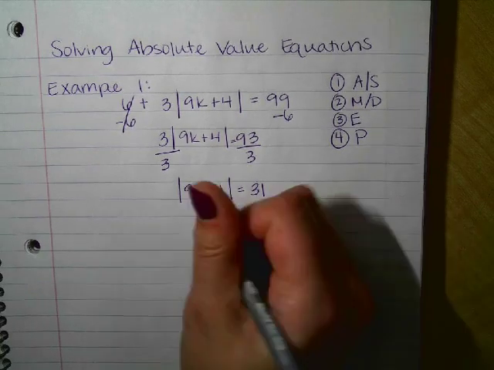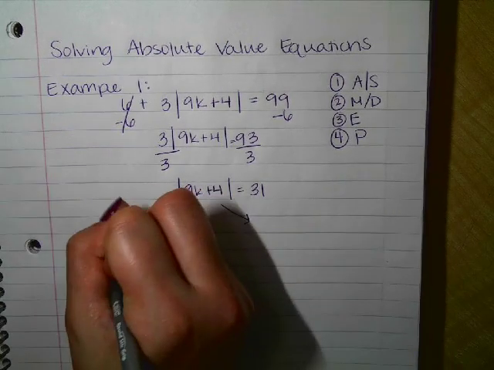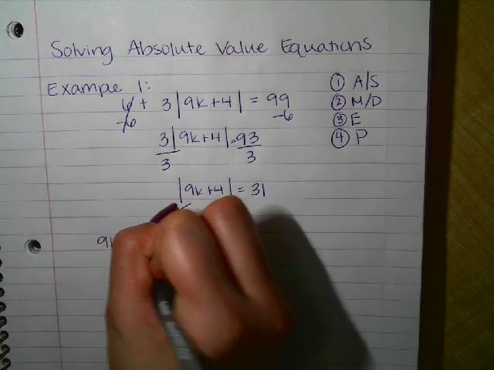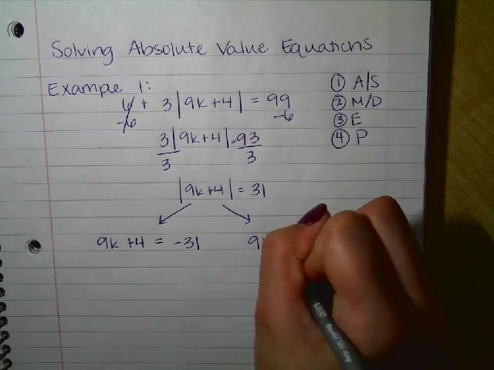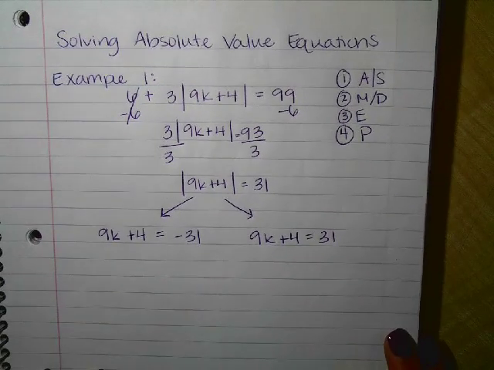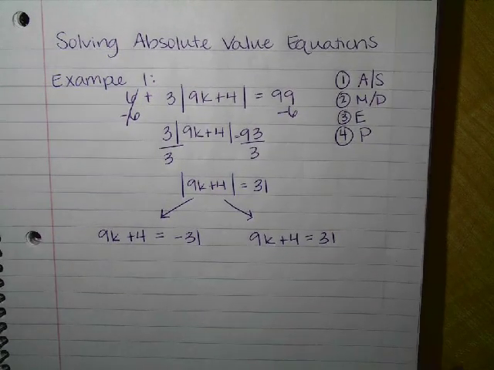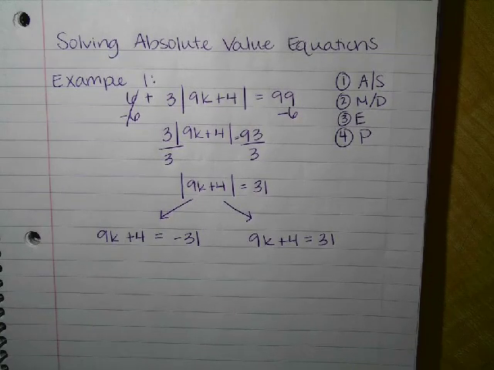Two options. So when we continue, we have to do this two ways. We say 9k plus 4 could have equaled the negative version, or 9k plus 4 could have equaled the positive version, and we solve for both. So we should get two answers when we do these problems. So that's the special trick. That's like the whole special trick for today, is just to do two of them.